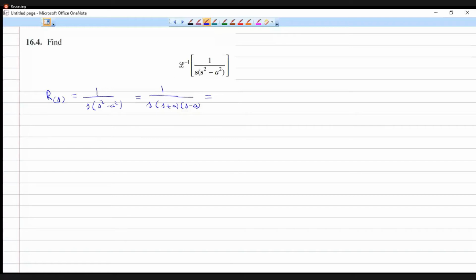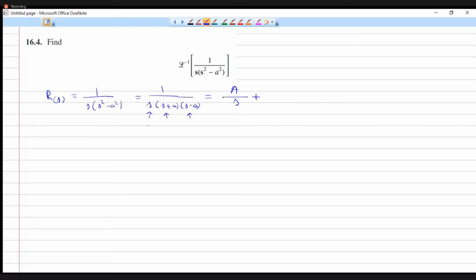Okay, so here let us write our function r of s is equal to 1 by s into s square minus a square. So this could be written as 1 by s into s plus a into s minus a. Now let us apply the partial fraction technique here. So this could be split as the sum of three principal parts. Why three principal parts? Because there are three poles that are going to contribute to this function.